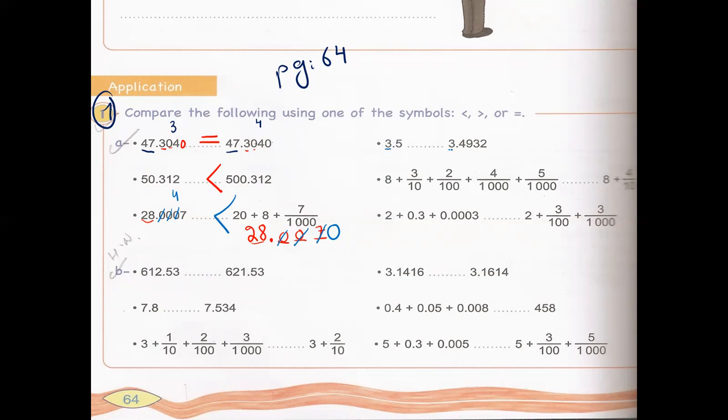Here also the same whole part. Look at the decimal part and count. 1, 2, 3, 4. Here it's just 1. So we must add 3 zeros in order to be the same. Now we compare them digit by digit. 5, 4. Which one is bigger? 5. Okay.